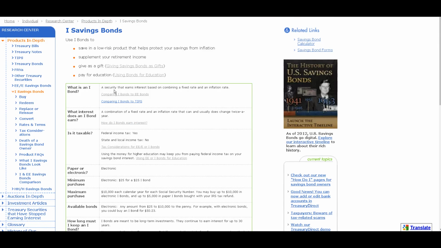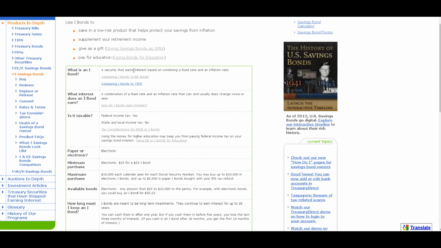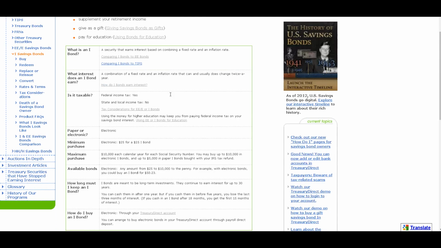Of course, what is an I bond? A security that earns interest based on combining a fixed rate and an inflation rate. So this combines two things instead of a fixed amount. This is a fixed rate plus an inflation rate. And we're going to do a comparison in the next video.